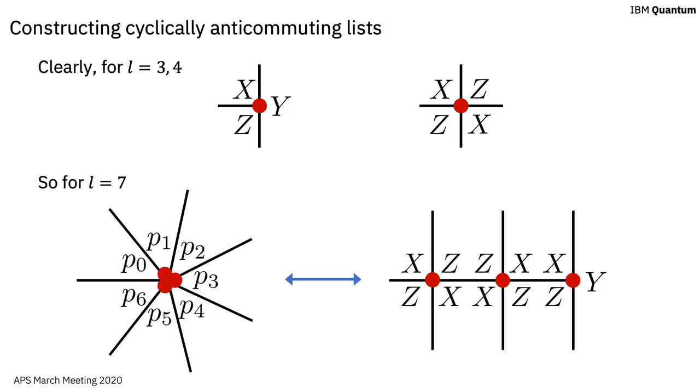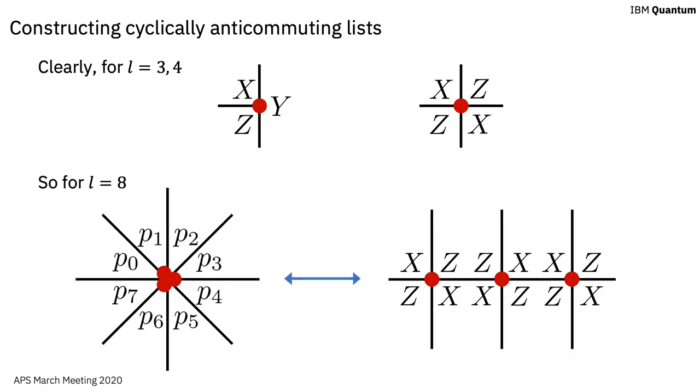Okay, so how do you construct cyclically anti-commuting lists? As I said, it's obvious for degree 3 and 4, or length 3 and 4, where you just have XYZ and XZXZ. But for higher degrees or longer lists, you can just compose these degree 3 and 4 lists. On the left here, we have a degree 7 vertex, which means that we have to write 7 polys around it. But if we decompose it into 2 degree 4 vertices and 1 degree 3 vertex, we can just read off the polys that we should choose. In this case, there are 7 sectors in the right-hand drawing, and there are 7 sectors in the left-hand drawing, and those just correspond to each other one-to-one.